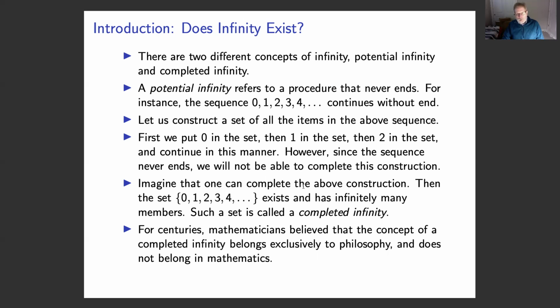Imagine that one can complete the above construction, then this set actually exists. It is a mathematical object, right? The set consisting of an infinite number of members is a mathematical object, a set. And that's referred to as a completed infinity, right? It's an object that has an infinite number of elements. And this is a relatively new concept in mathematics, historically speaking. For centuries, mathematicians believed that the concept of a completed infinity belongs exclusively to philosophy or even perhaps religion, and does not belong to mathematics, okay?